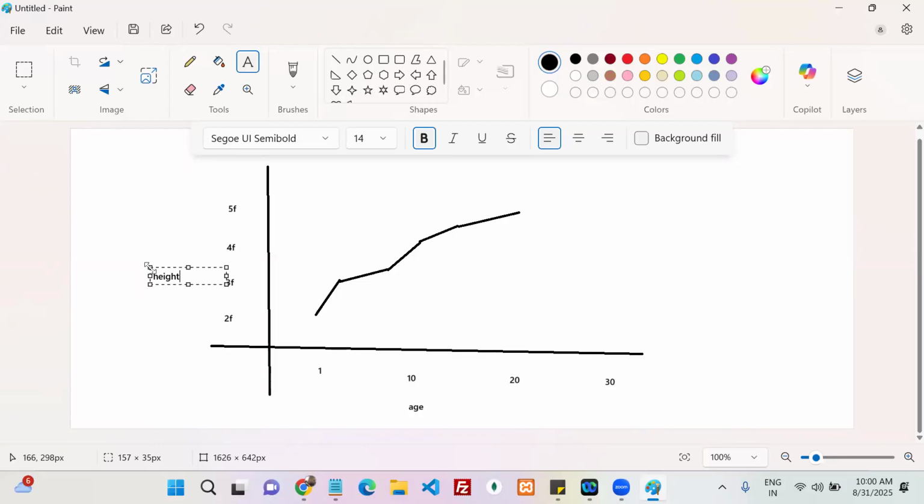I think age is independent. Yeah, my age is independent, right? This is common. Age is independent, it is not changed. But the height, depending upon the age or not? Yes or no?